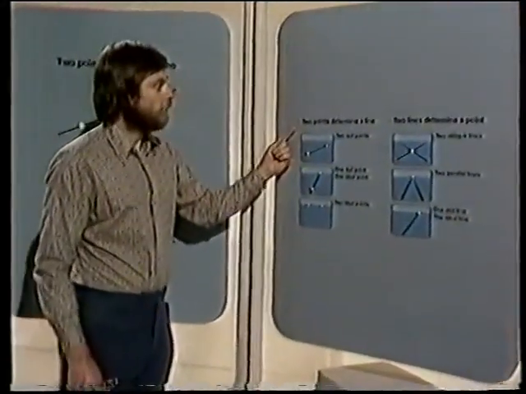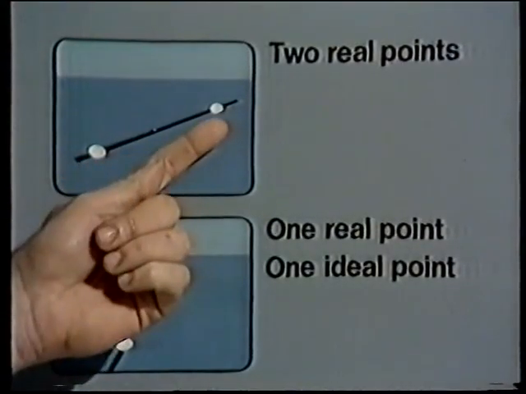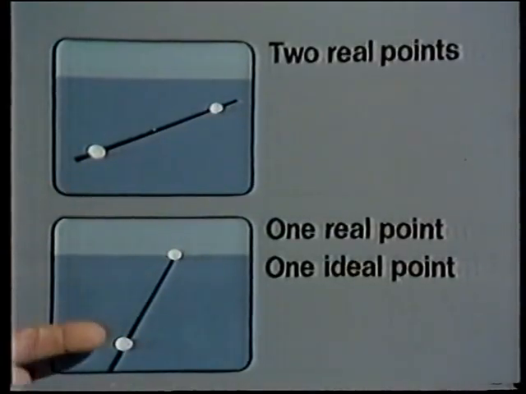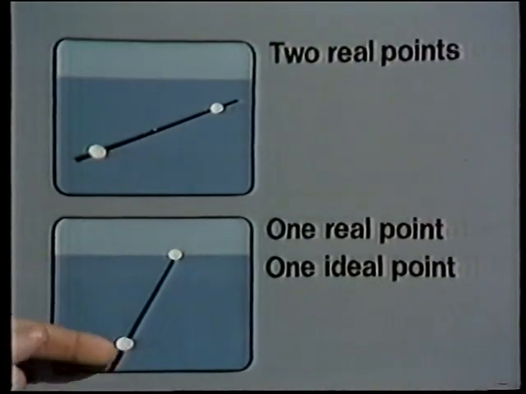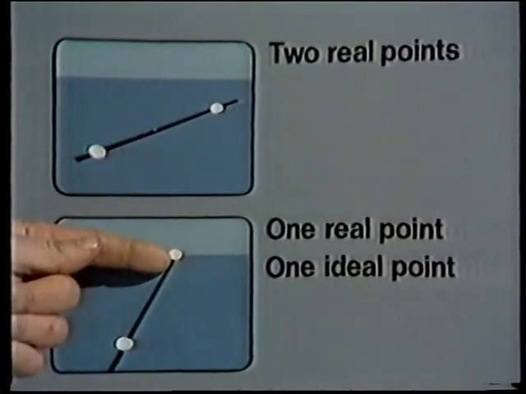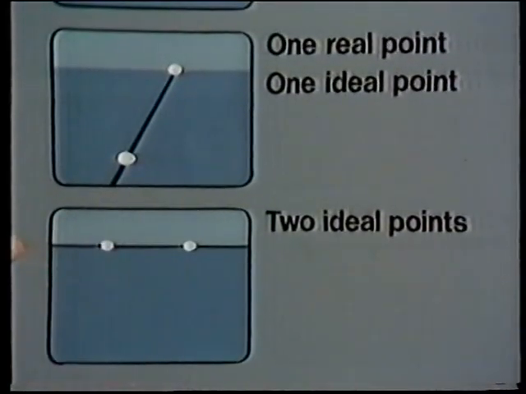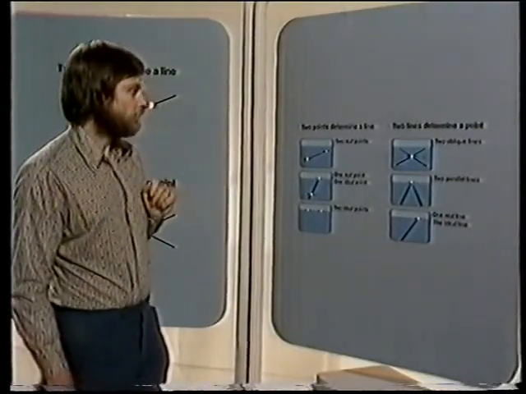The first one, 2 points determine a line. If I have 2 real points, then they determine a real line. 1 real point and 1 ideal point, and I get the line through the real point in the direction of the ideal point. And of course, if I have 2 ideal points, then they determine the ideal line. So in projective geometry, 2 points determine a line.